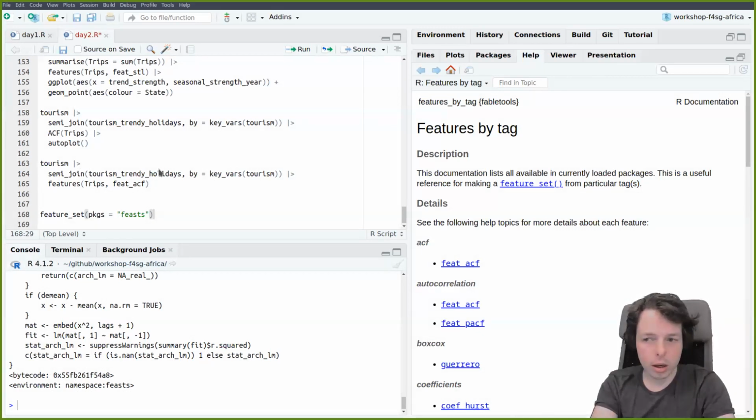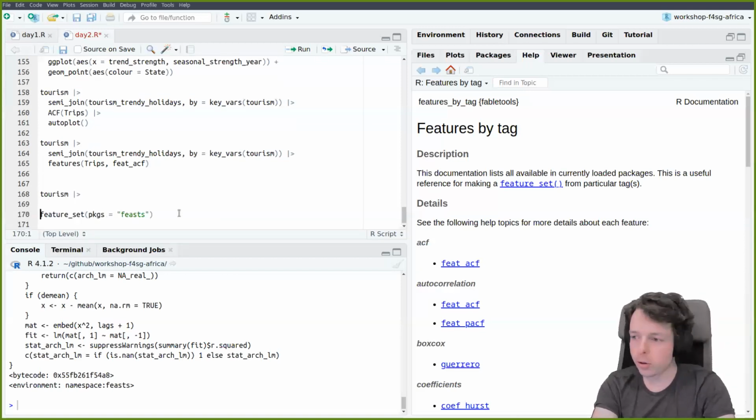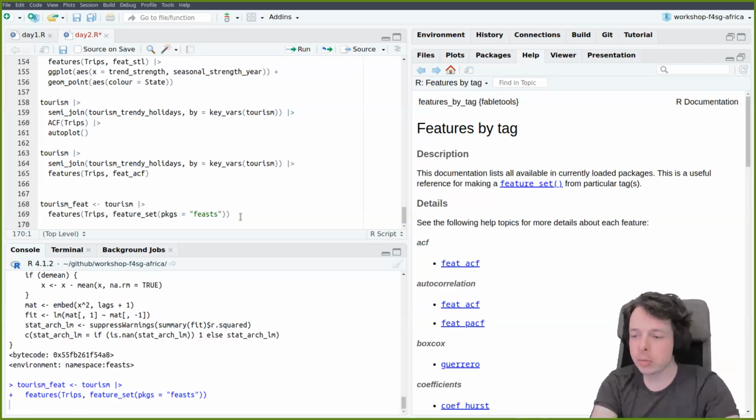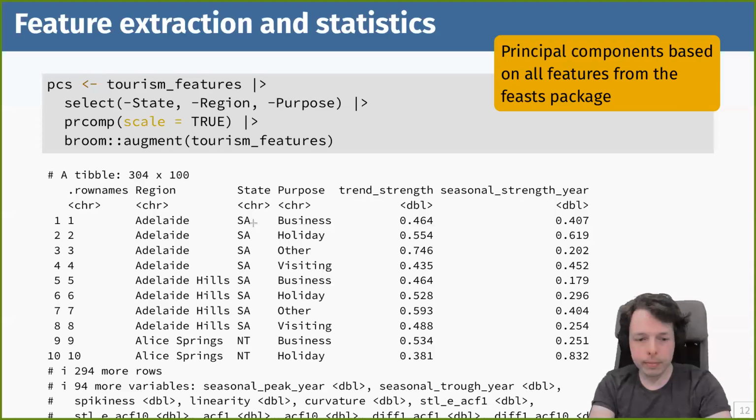Okay, going back to R. Now this will take a bit of time to run, especially if you don't have a powerful computer. But I will use the same features function on the trips variable to calculate all of the features that exist in the package. And because this will take a while, I'm going to save it. Okay, while that runs, we can have a look at the slides to see what we'll get.